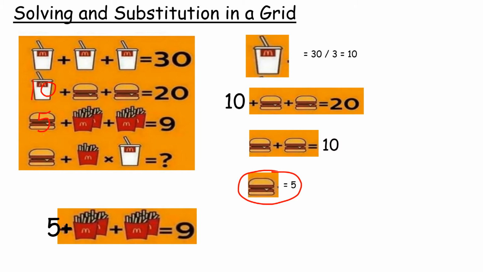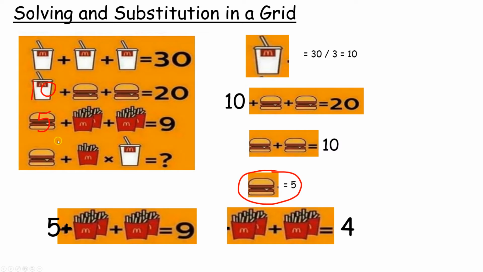So I can say 5 plus 2 lots of chips is 9. So 2 lots of chips must be 4. So 1 lot of chips must be half of 4, which is 2.